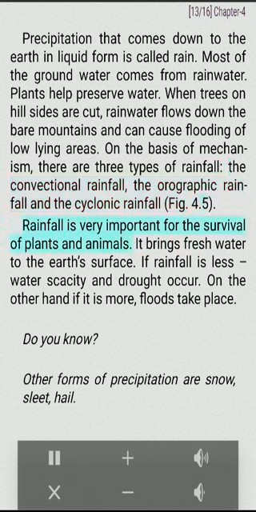Fig. 4.5. Rainfall is very important for the survival of plants and animals. It brings fresh water to the Earth's surface. If rainfall is less, water scarcity and drought occur. On the other hand, if it is more, floods take place. Do you know? Other forms of precipitation are snow, sleet, hail.